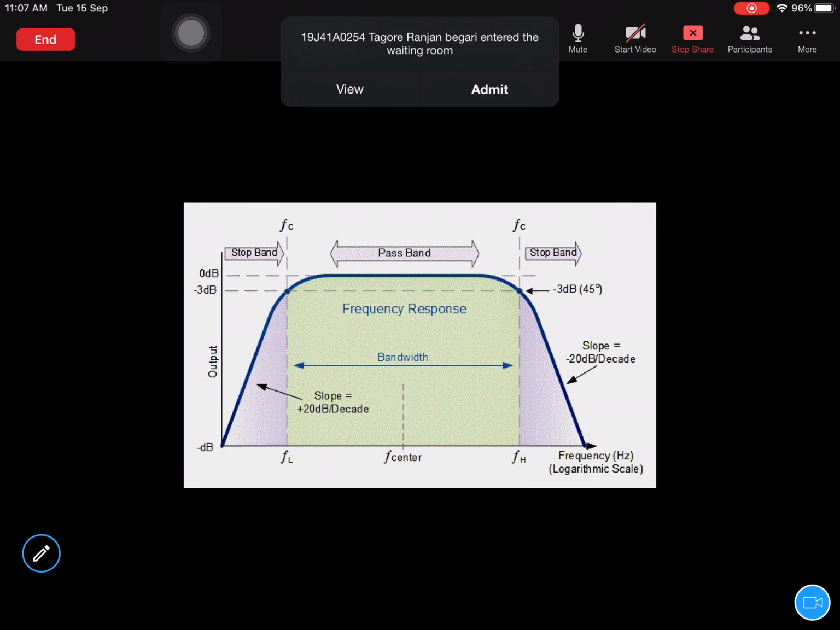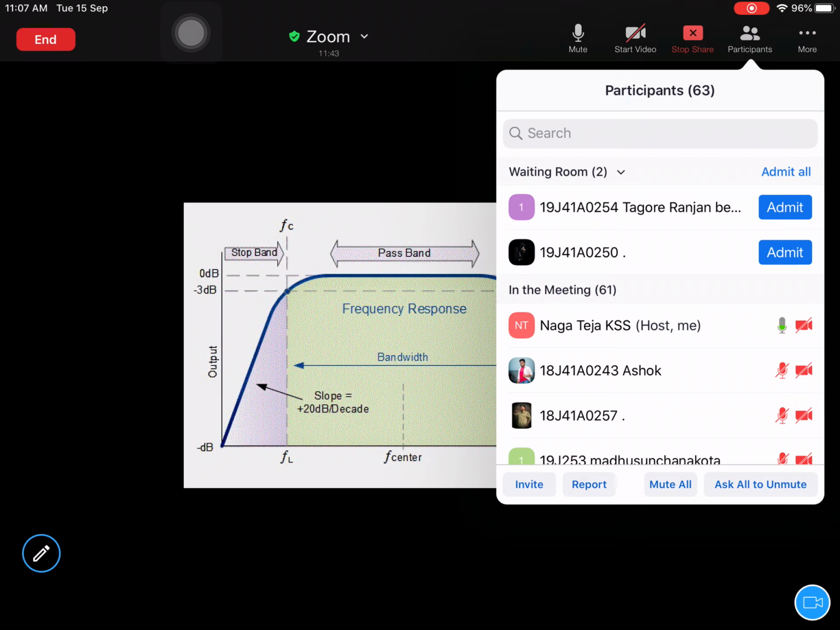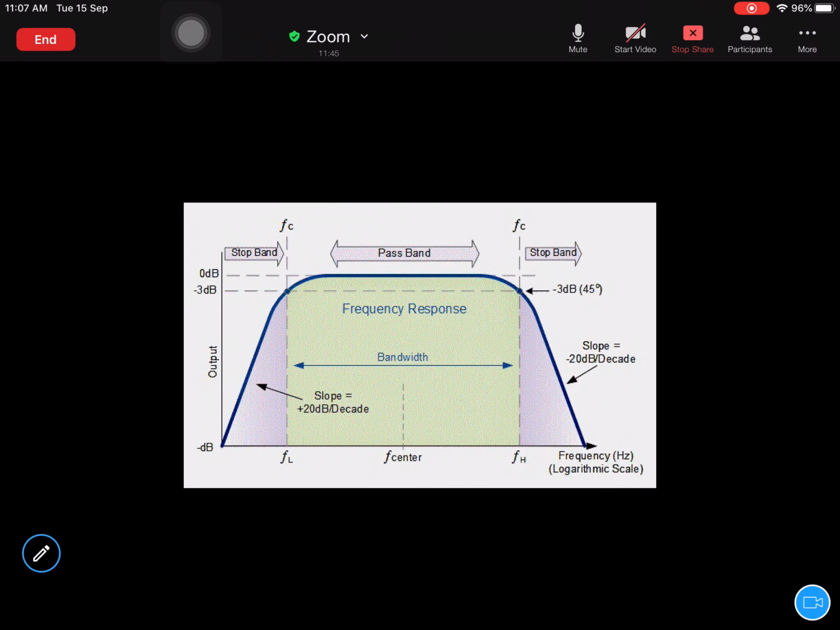So in this class I will deal with CB and CC amplifiers. Yesterday I discussed the low frequency response of the common emitter amplifier. In this class I will deal with the common base amplifier and the common collector amplifier. Yesterday a few students asked me some good doubts, and one of them I want to explain more.